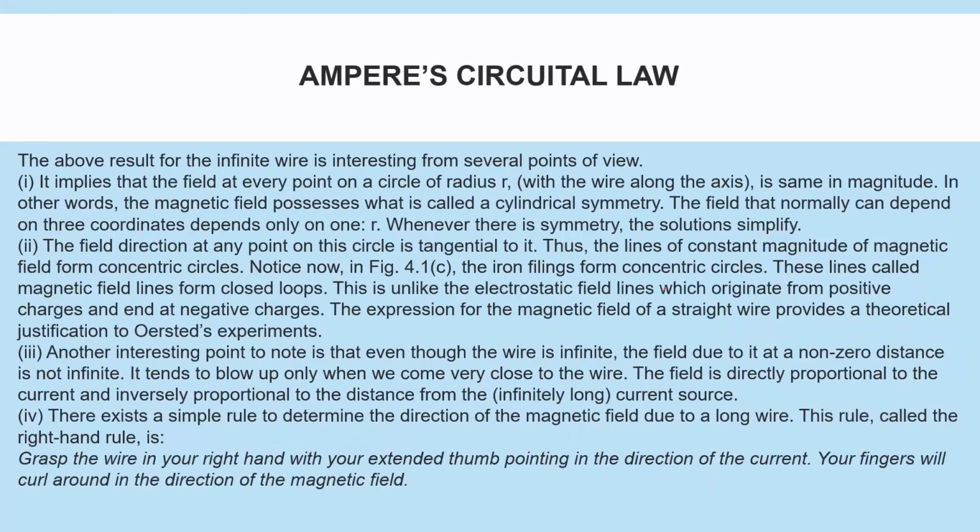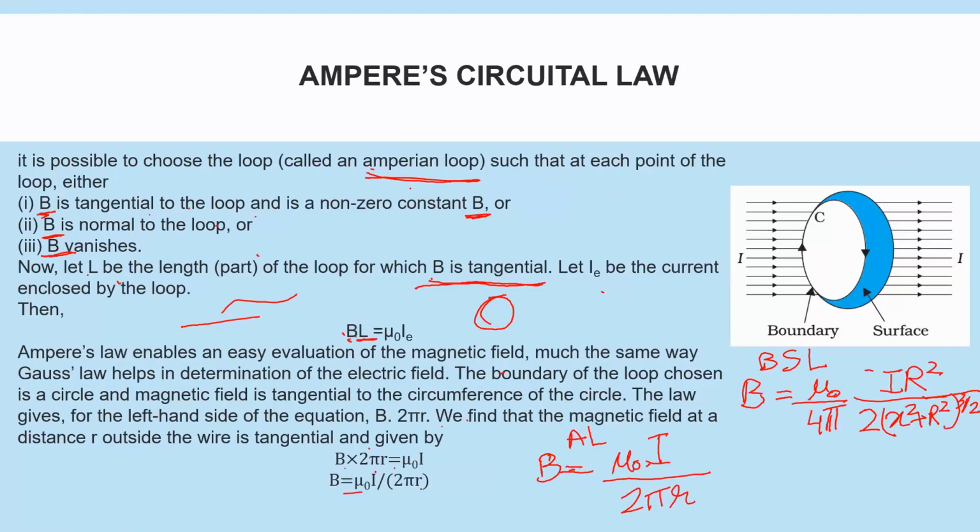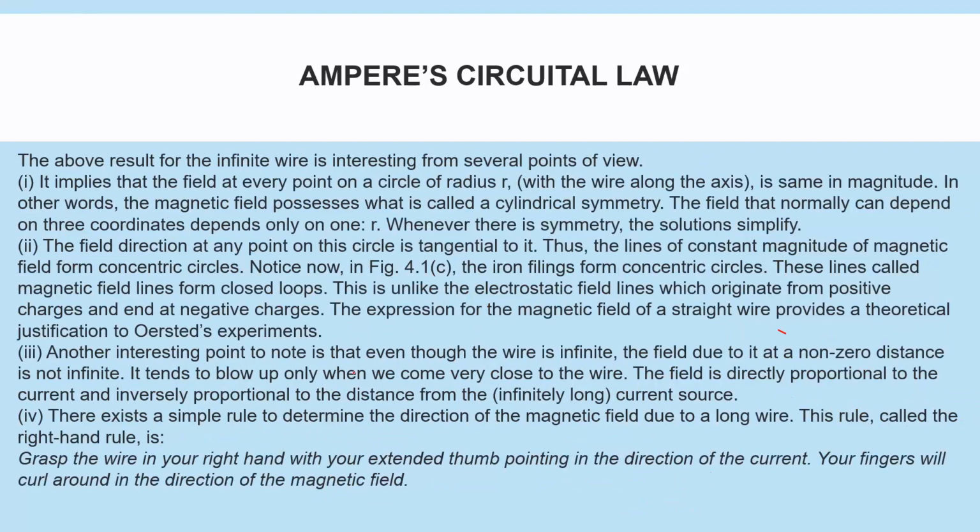So why is it important for us to understand this Ampere's law? Because the implications that we get from it are important for us when we go into the later sections. So how are they different and how are they affecting us? Ampere's law, or the result that we found previously, implies that the field at every point on a circle of radius r, with the wire along the axis, is the same in magnitude.